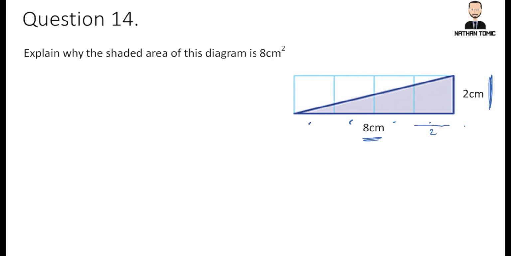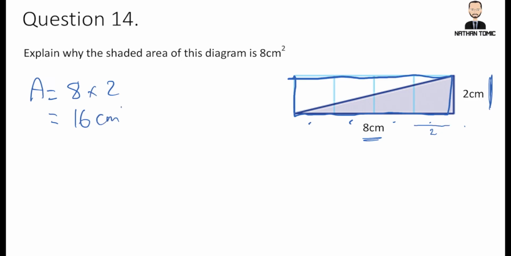Now let's just think of that as a full rectangle. So we're talking about the whole rectangle around the outside of the shape. Not just the shaded, but the full one. So if we had the full one, the area of that would be equal to 8 times 2, which would be equal to 16 centimeters squared. Now it's very obvious that this is being divided from one corner to the other. So it's been divided exactly in half.